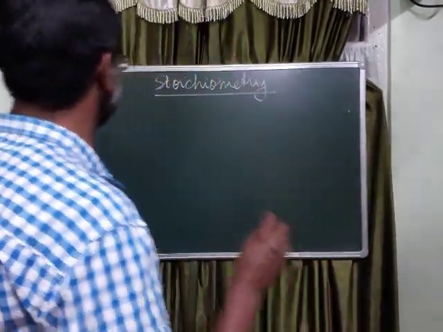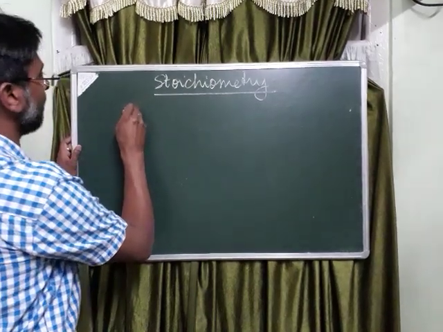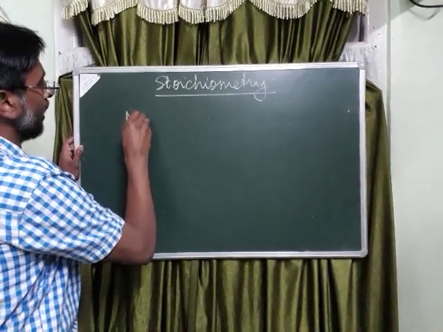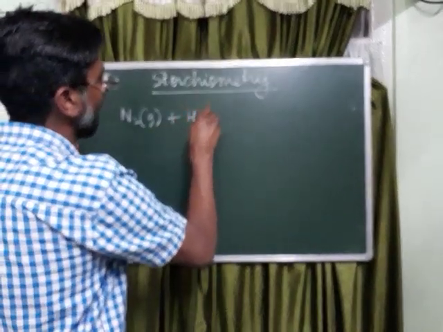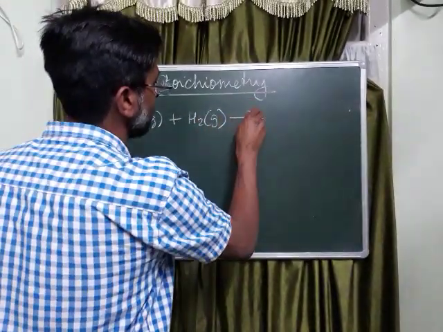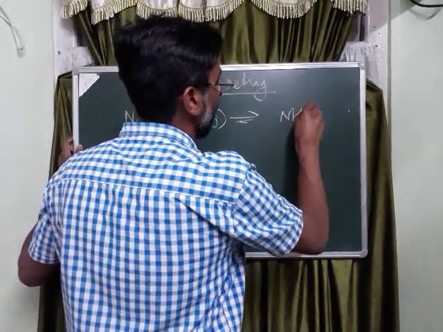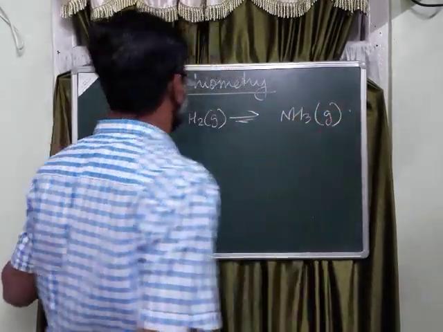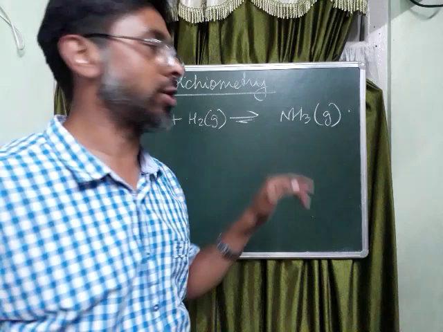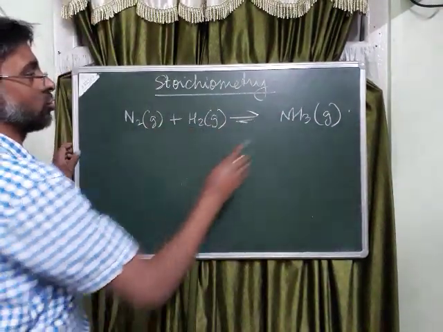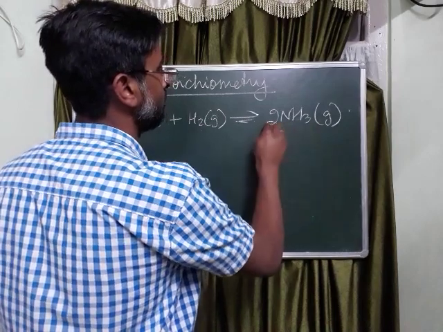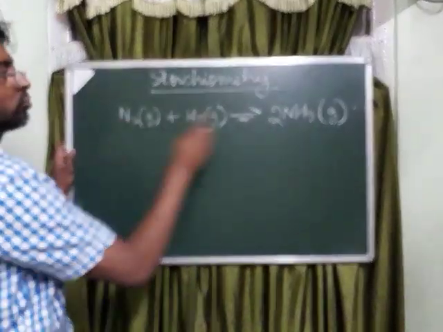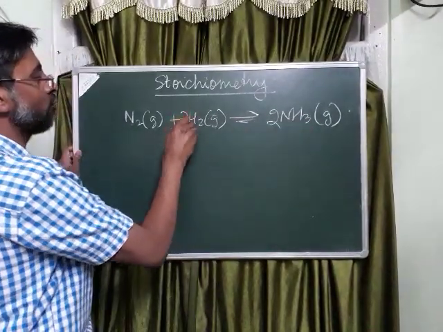Let us take one example. Take a chemical reaction: nitrogen gas combining with hydrogen gas to form ammonia gas. This equation is not balanced. To balance it, I have to put 2 over here. Nitrogen becomes 2, hydrogen becomes 6. So nitrogen is already 2, so hydrogen I have to make 6 this side. So I put 3 over here.